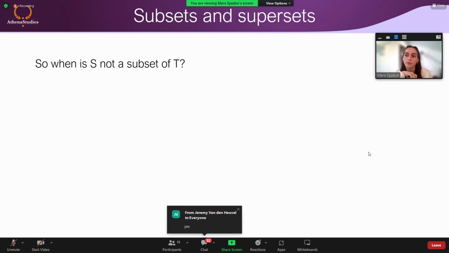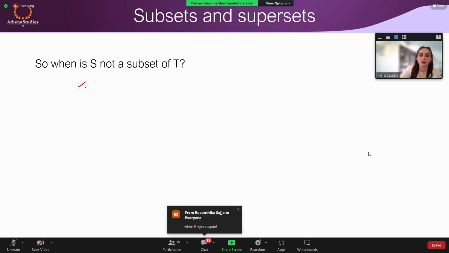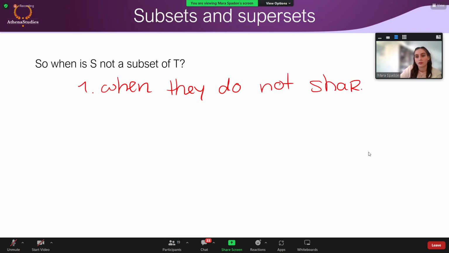I'm just going to continue. Yes, okay, great. So the question is here, when is S not a subset of T? Could anyone tell me? If you know now the definition of subsets, when would you say S is not a subset of T? When they are disjoint, exactly. So when they do not share any common elements, right? Exactly. Common elements.